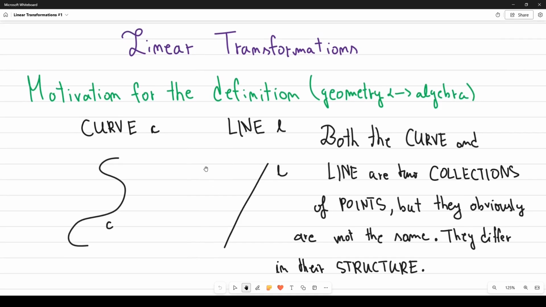So, this is how I go about explaining it to myself. We have two purely geometrical objects: a curve C and a line L. Both the curve and the line are collections of points, but they obviously are not the same. They differ in their structure. I hope you agree with me that a line is probably not equal to this curve. That's a meaningful thing to say, and they probably differ due to the structural arrangement of their points.